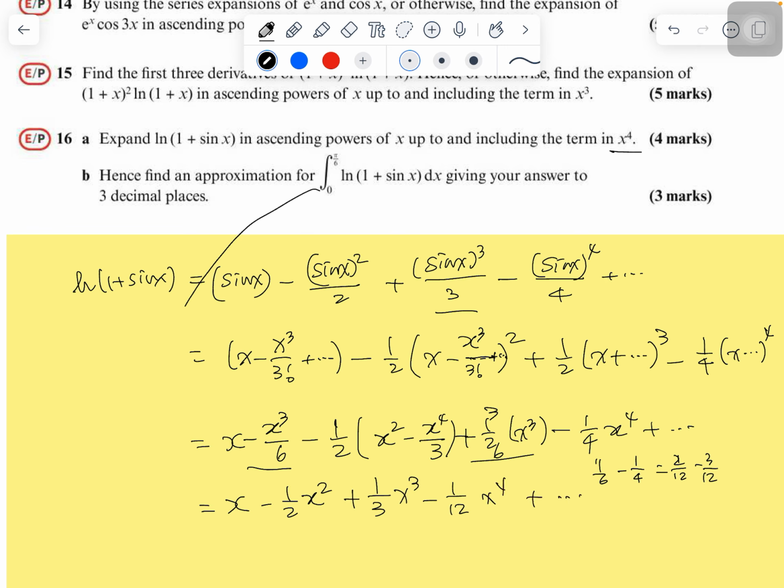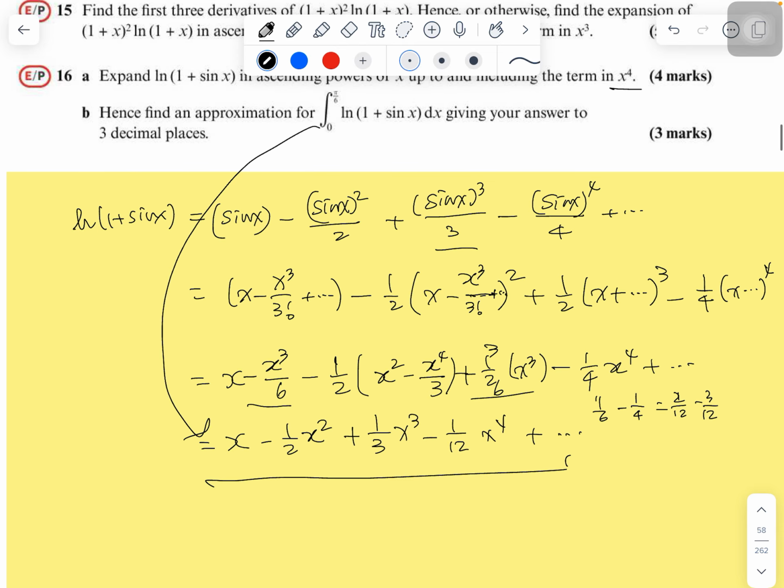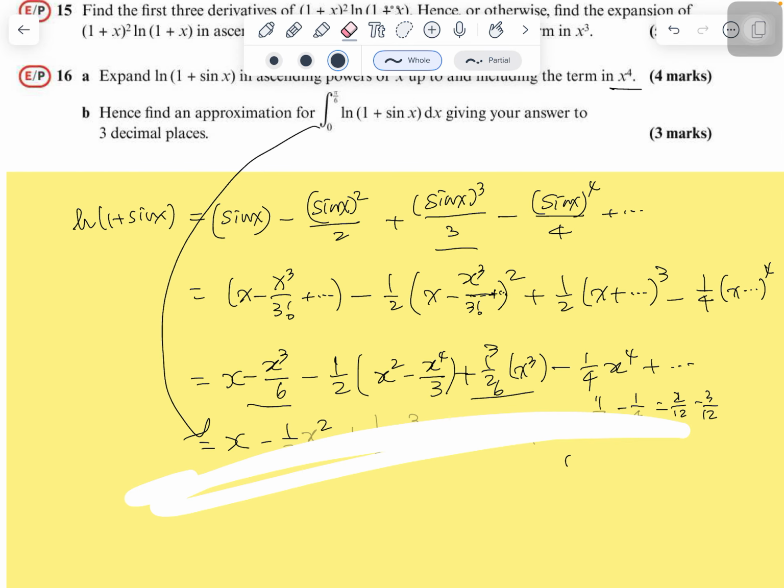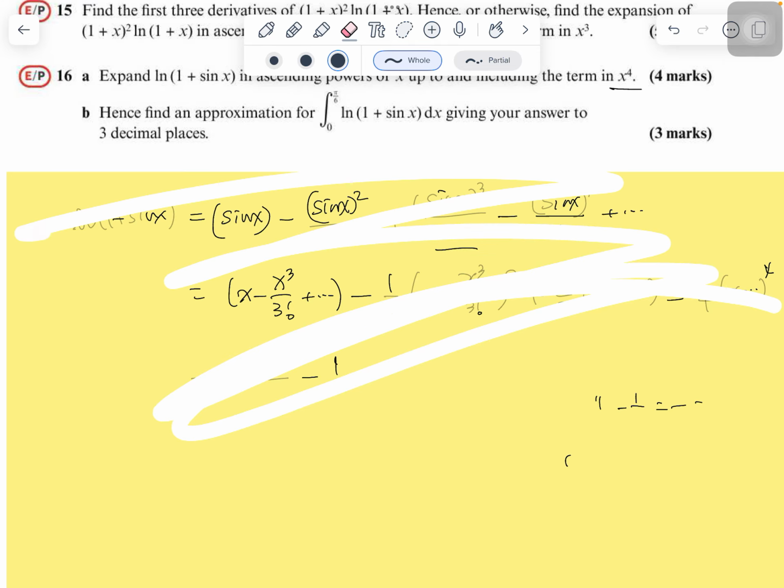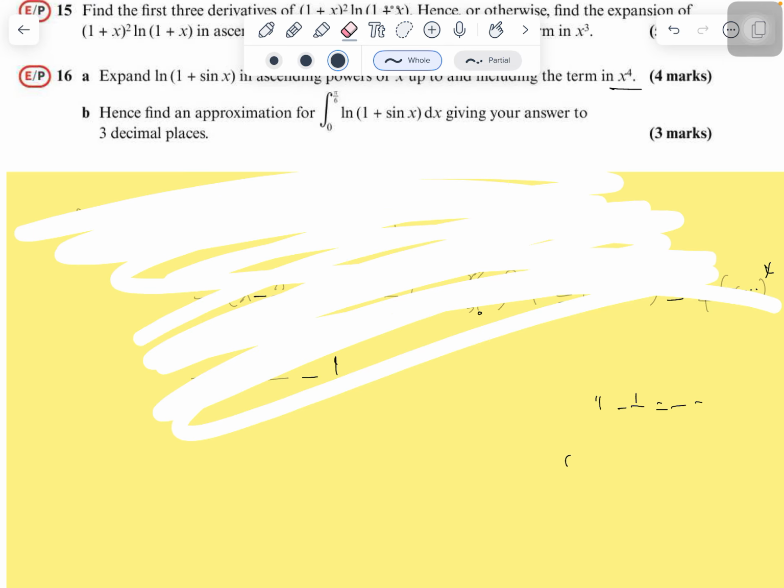So now you can approximate to calculate, integrating this polynomial up to x to the power of 4 and calculate it with a calculator. So that's it. And let's go further.